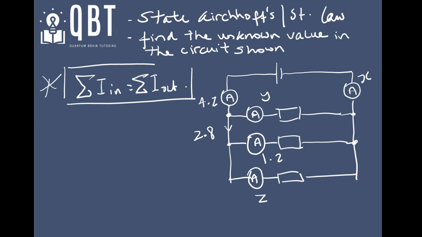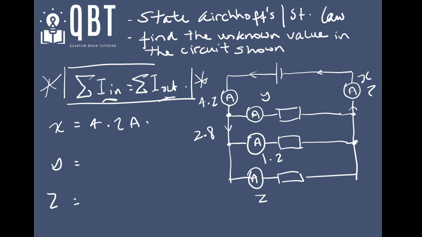So let's see how we can use our knowledge of this formula to figure out the unknown values in our circuit. We've got X, Y, and Z. The first thing we can understand is the value for X, because the value that is leaving the cell is 4.2 amps. The value that is returning to the cell has to be the same as the one that is leaving, right? Current in has to be equal to current out according to Kirchoff's first law. So we can straight away say that X is 4.2 amps.